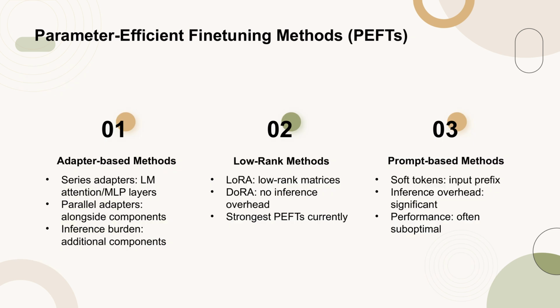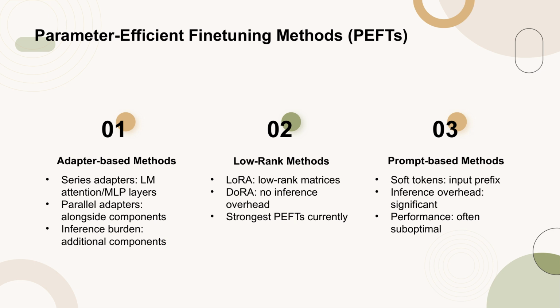The authors classify parameter-efficient fine-tuning methods (PEFTs) into 3 categories. Adapter-based methods train additional modules on top of a frozen pre-trained model. Series adapters insert components between language model (LM), attention or multi-layer perceptron (MLP) layers, while parallel adapters add modules alongside existing components. These methods add new components that cannot be easily folded into existing model weights, imposing an additional burden at inference time. Low-rank methods like LoRA and DoRA use low-rank matrices to approximate additive weight updates during training, requiring no additional overhead during inference.